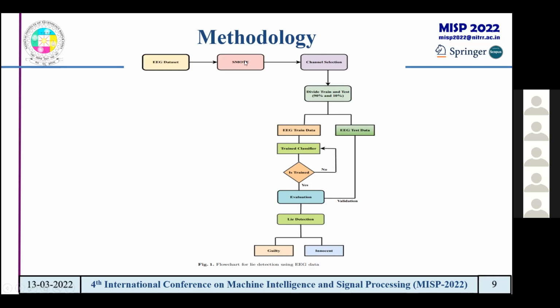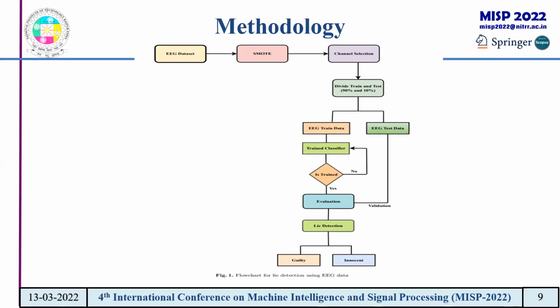After that, we have 16 channels, and we apply the 16 channel selection. Then we divide the data into 90% train data and 10% test data. Then we can apply the supervised machine learning algorithms. Based on this we can do lie detection, and we divide the subjects into guilty and innocent.